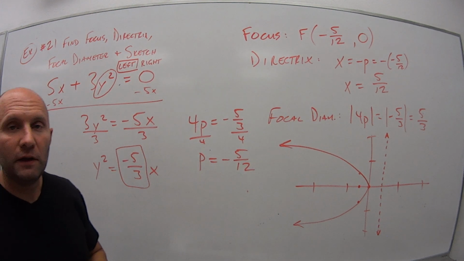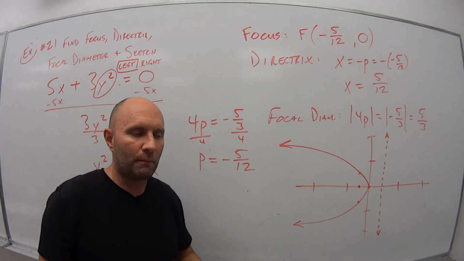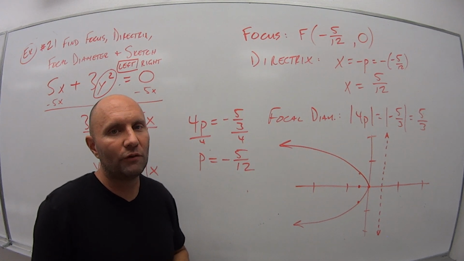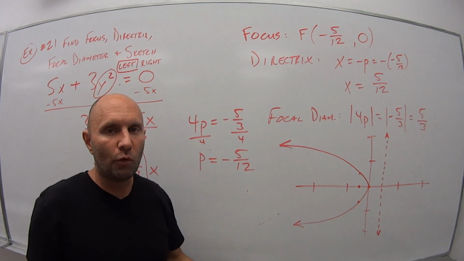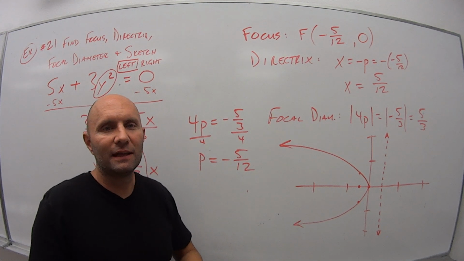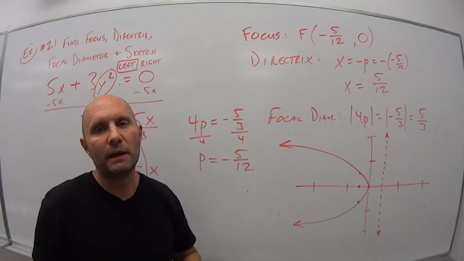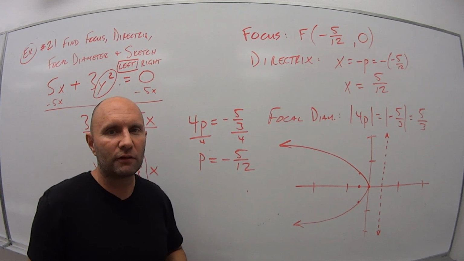So that's it for video number 2. Two different examples, one with a vertical axis, one with a horizontal. Obviously this is just an intro. Try the homework. See how far you can get. If you get stuck, make a little note. We'll work on those in the next class.